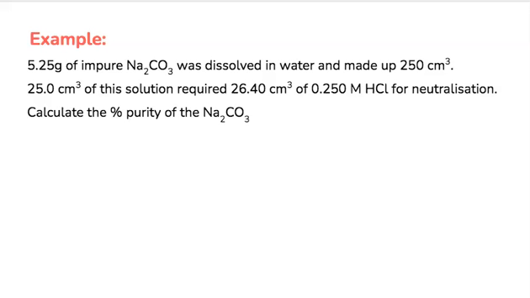So we're told we've got a 5.2 gram sample of impure sodium carbonate. It was dissolved in water and made up to 250 centimetres cubed. 25 centimetres cubed of this solution required 26.40 centimetres cubed of 0.2500 molar hydrochloric acid for neutralisation. Calculate the percentage purity of the sodium carbonate.